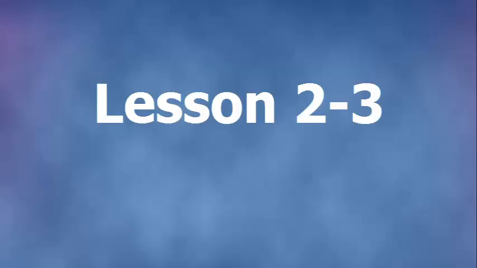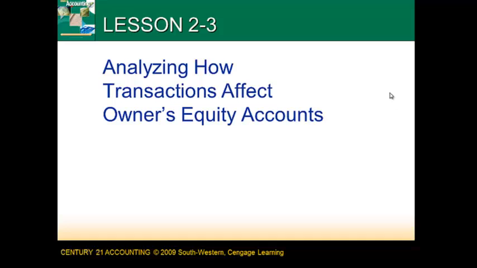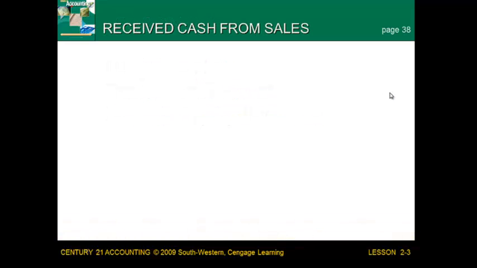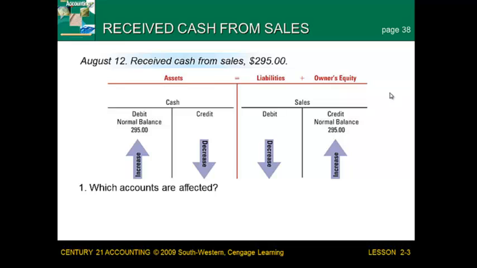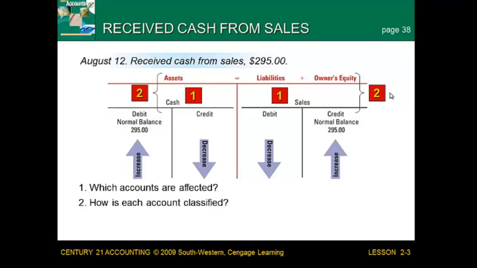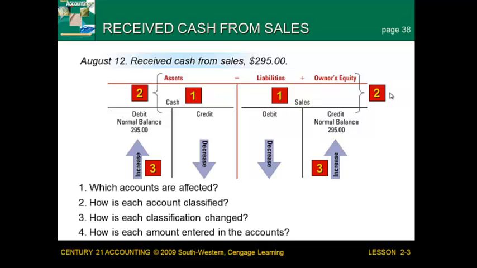Lesson 2.3. This is the last section of the chapter. Analyzing how transactions affect owner's equity accounts. August 12th received cash from sales, $295. Cash and sales are affected. Assets are increased, owner's equity is increased. Cash is debited by $295 and sales, which has a normal credit balance, is credited $295.